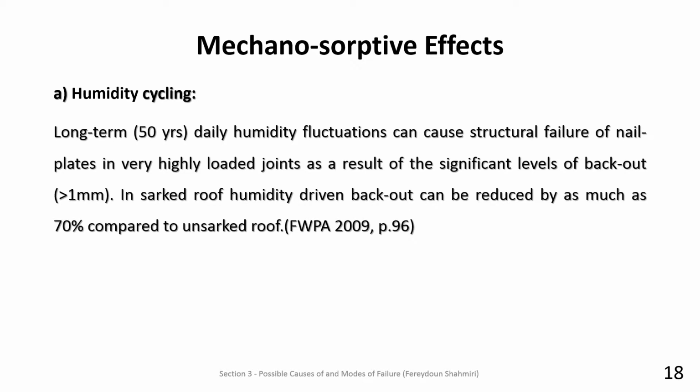Humidity cycling. Long-term daily humidity fluctuations can cause structural failure of nail plates in very highly loaded joints as a result of the significant levels of backout. In sarked roofs, humidity-driven backout can be reduced by as much as 70% compared to unsarked roofs.